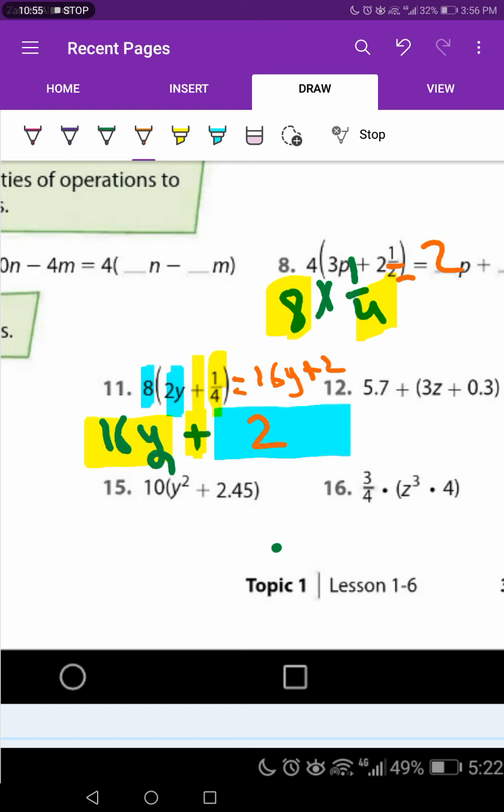Is it clear? This is the first part. The second part is the opposite. He gives me this and asks me about the opposite one. I will show you.